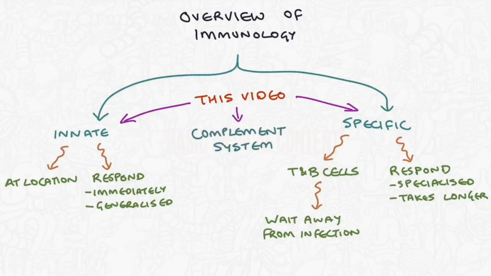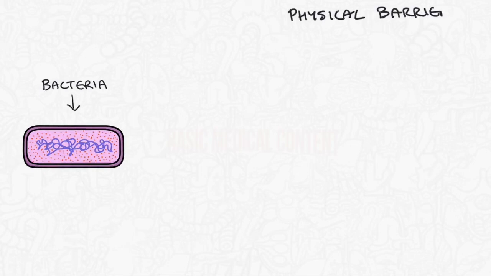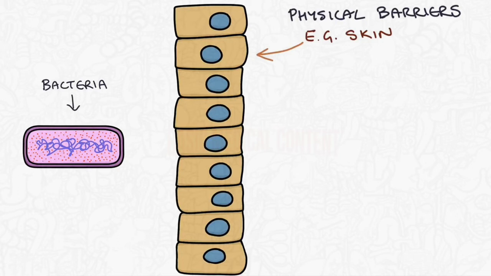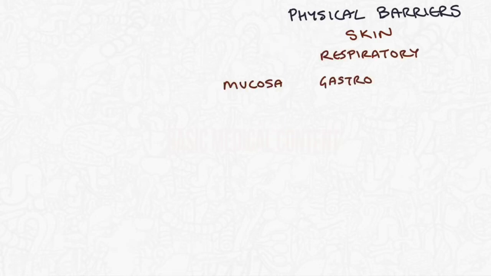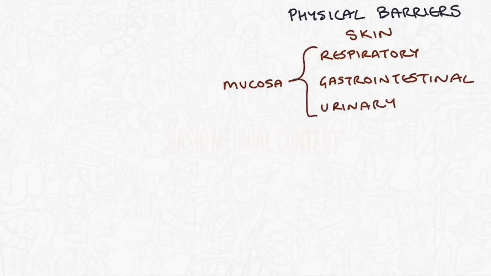Initially, there are physical barriers that need to be broken before an infection can take place. The skin is an example of one of these barriers. Most invaders will get stuck at this barrier. However, occasionally an invading pathogen will get through, such as when there's a cut in the skin. As well as the skin, there's other physical barriers, such as the mucosa of the respiratory system, the gastrointestinal tract, and the urinary tract. There are also chemical barriers that help destroy harmful pathogens before they can cause any infection, such as the hydrochloric acid in the stomach, lysozyme in sweat and tears, and lactic acid in the vagina.